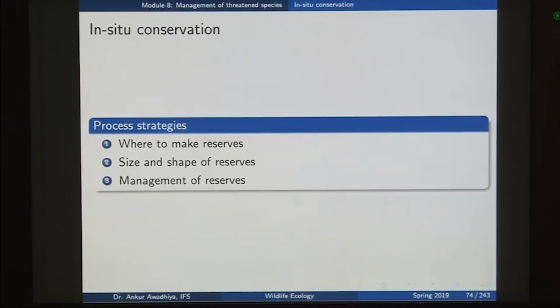Second, what should be the size and shape of these reserves? Is there any ecological concept through which we can determine the shape and size of this reserve? Should we have large reserves, smaller reserves, reserves that are linear, circular, or square in shape? What are the ecological principles through which these would be guided? And the third question is, how are we going to manage these reserves? So we begin with where to make the reserves.